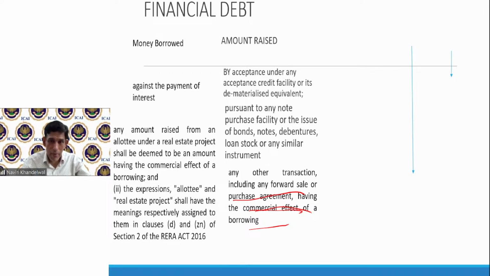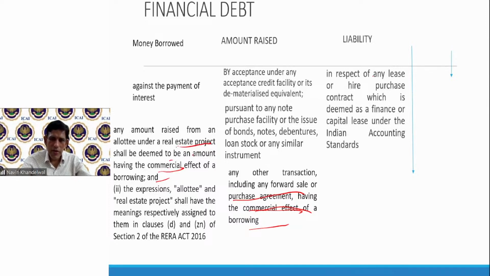And in due course, the amendment has come in very clearly, categorically saying that any amount raised from an allottee, as defined under the RERA Act, under a real estate project shall be deemed to be an amount having the commercial effect of borrowing. So they have included this. Initially it was not there, but later they included in the definition that any amount given by the flat owner, the homeowner, to a builder will be treated as a financial debt.